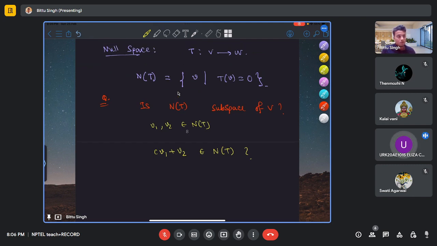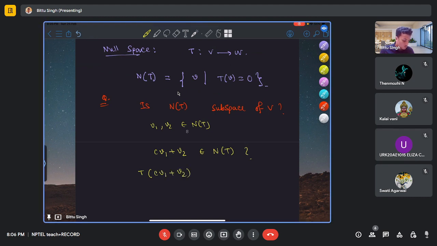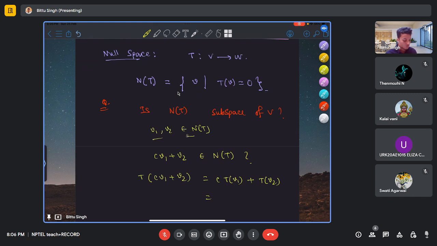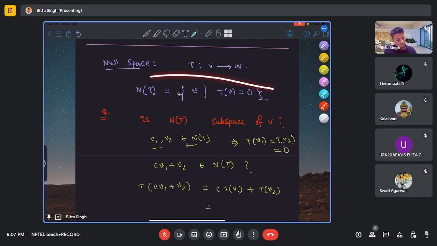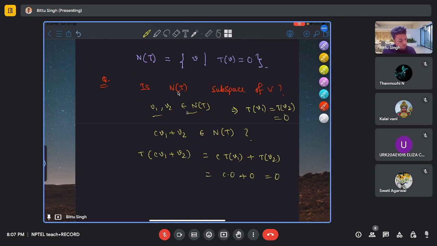We can multiply matrix A on both sides and arrive at a conclusion. If we apply T on this linear combination, then by the definition of linear transformation, this is the same as c T v1 plus T v2. But v1, v2 belong to the null space, so T of v1 as well as T of v2 are actually 0 by definition. Then this is c times 0 plus 0, hence this is the same as 0. Therefore the answer is yes, the combination belongs to null space.